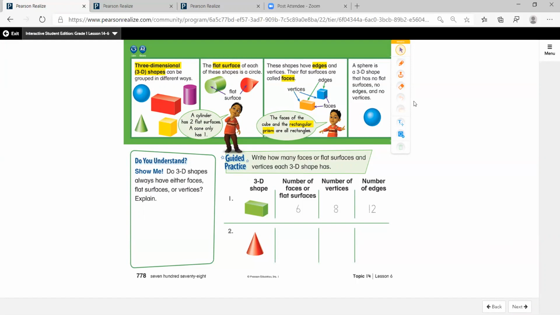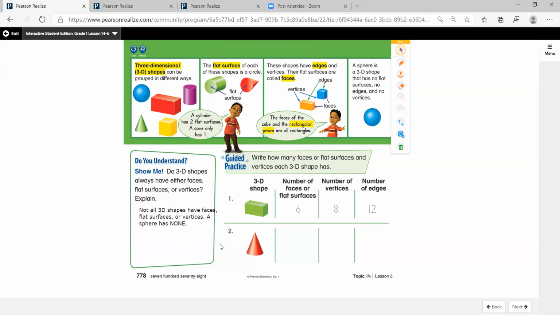Did you say a sphere? If so, you're correct. Not all 3D shapes have faces, flat surfaces, or vertices. A sphere has none. Spheres do not have faces, flat surfaces, or vertices.